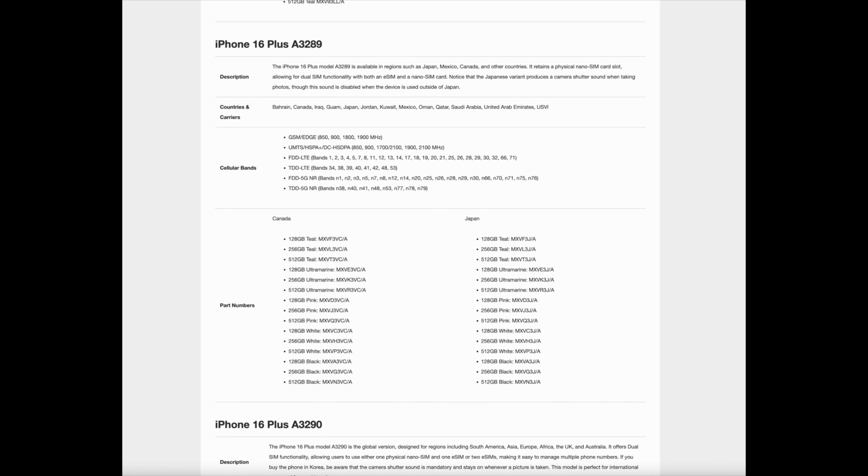The iPhone 16 Plus model A3289 is available in regions such as Japan, Mexico, Canada, and other countries. It retains a physical nano SIM card slot, allowing for dual SIM functionality with both an eSIM and a nano SIM card.